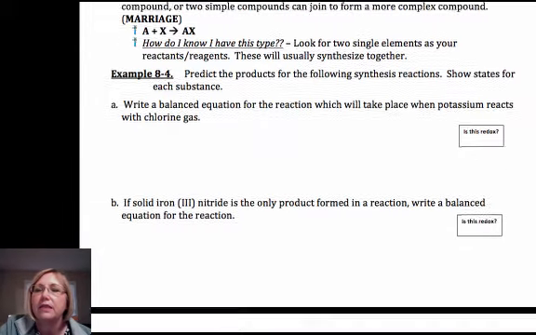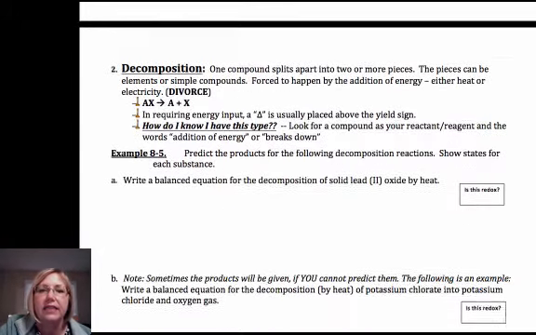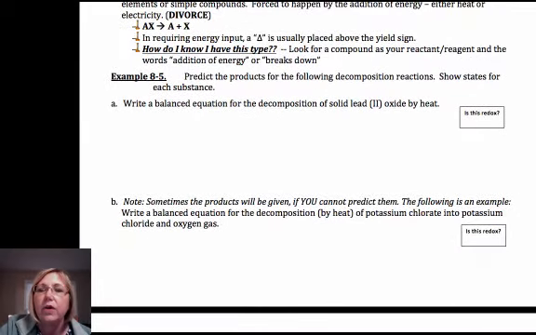Okay, so let's take a look at decomp. Now the same thing holds for decomp as we had in synthesis. The complicated ones you will just classify, but if it's simply elements involved, I expect you to predict it.